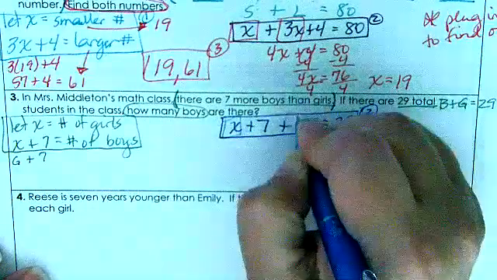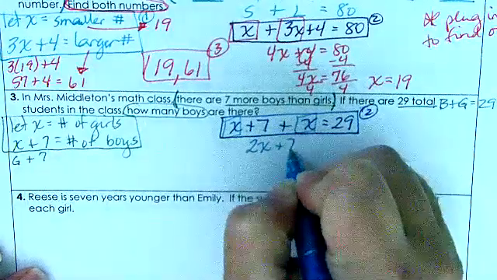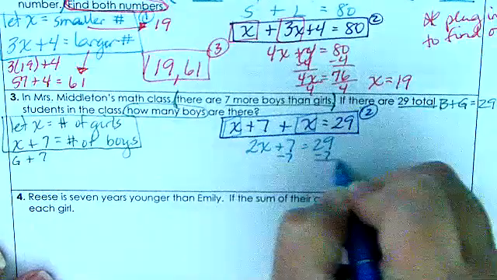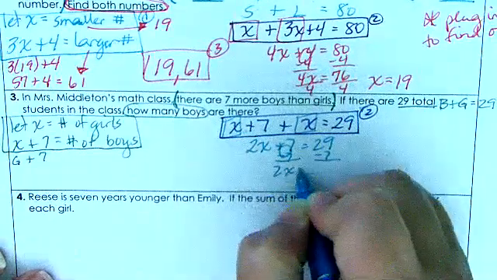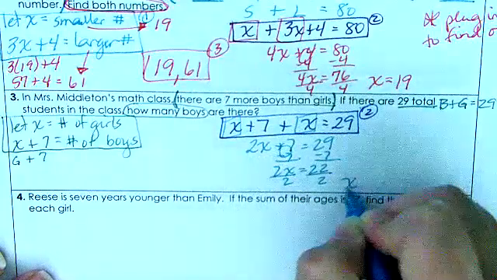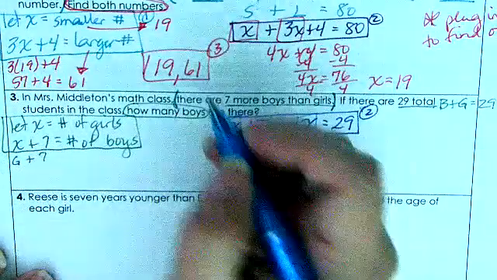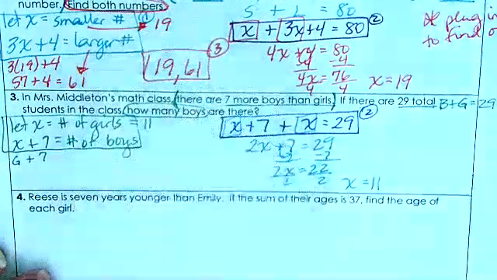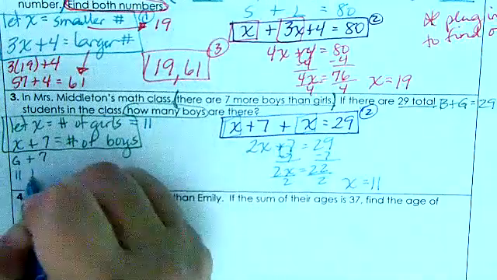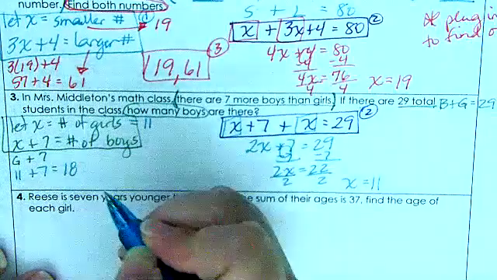So I combine my like terms. So I have 2x plus 7 equals 29. Subtract 7, subtract 7. 2x equals 22. Divide by 2, divide by 2, and I get x equals 11. Well, remember, x is the girls, so the 11 is going to go up here, and then I have to figure out the boys. So I'm going to do 11 plus 7, which gives me 18.